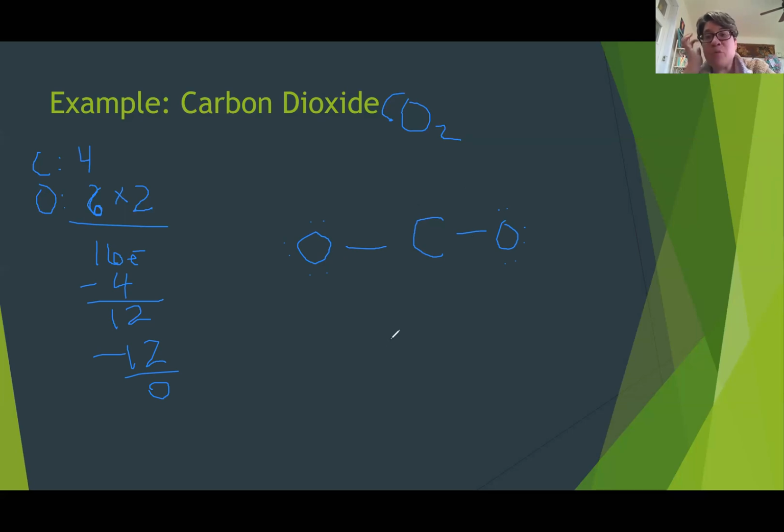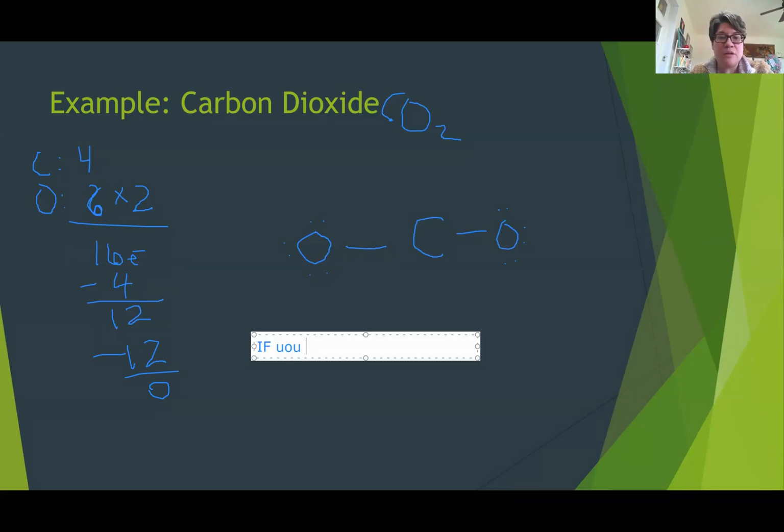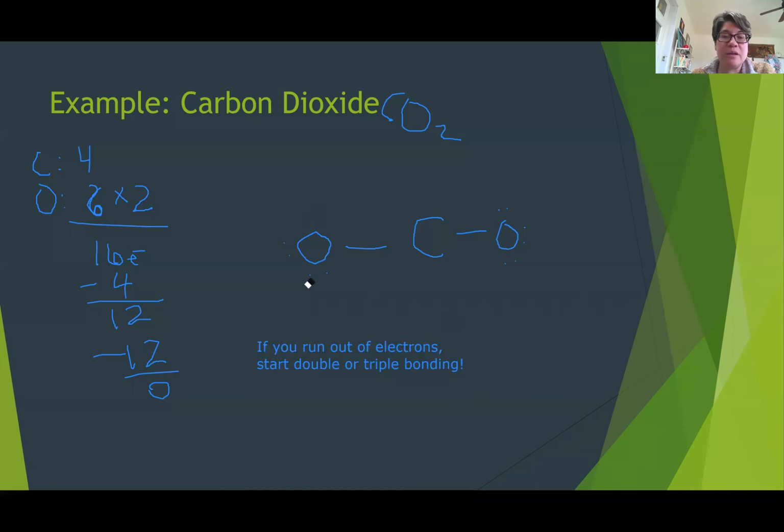So here's the deal. Whenever you run out of electrons, that means that you need to start doing some double bonding. So that's a little rule of thumb, let's write that down. If you run out of electrons, start double or triple bonding. Yay. So I'm going to use my eraser. I'm going to erase those. This is weird. Okay.